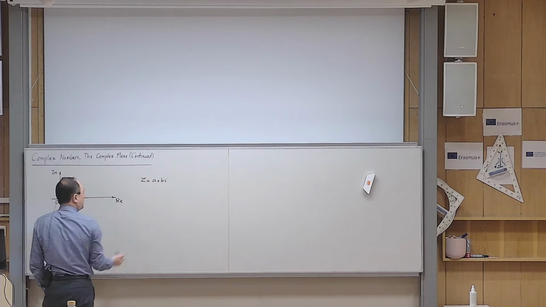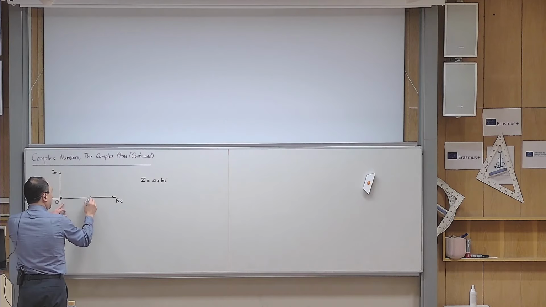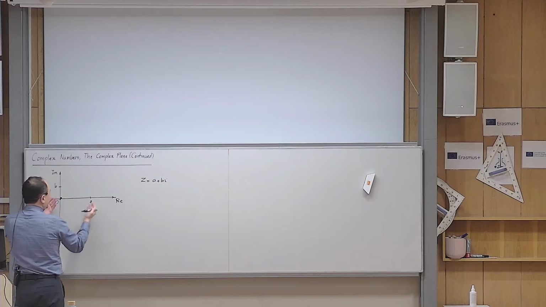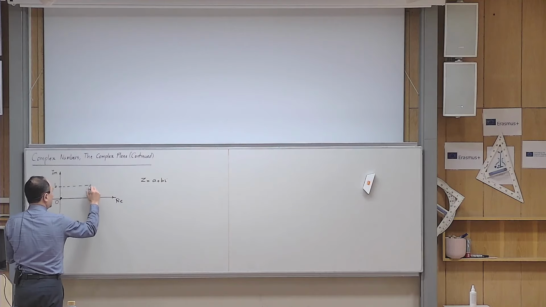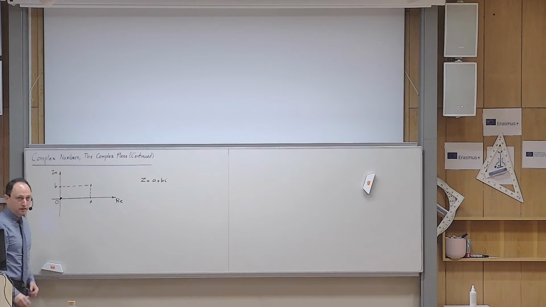So this a plays the role of the x coordinate. There is no x coordinate, of course, here. The real part, you have it, for example, here, and the imaginary part, you have it here, assuming that a is positive, b is positive in this case. And then you will find a point. This is a point that in this setup represents that complex number.